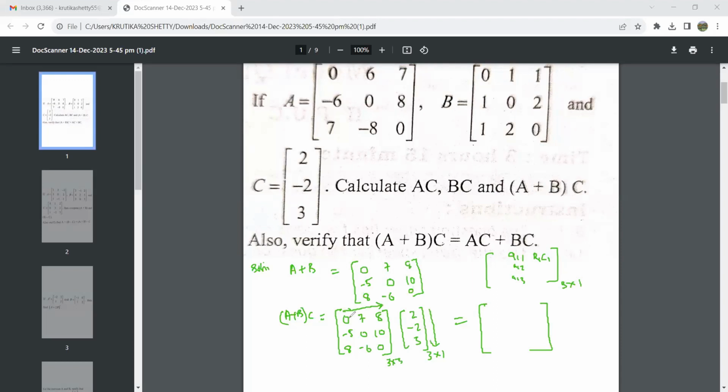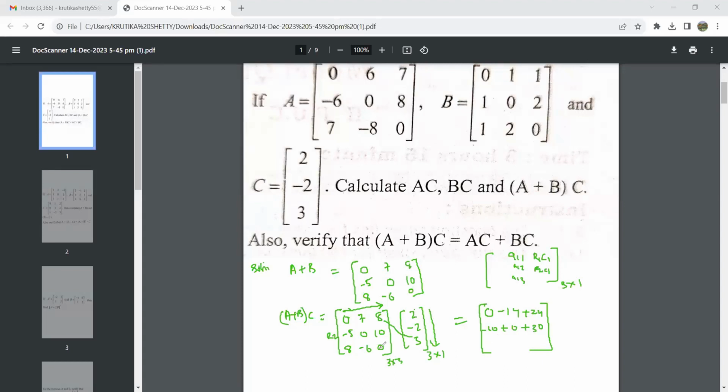So the first element: 0 into 2, it will be 0. Next, 7 into minus 2, it will be minus 14. And 8 into 3, it will be 24. So the first element R1 C1 is over. Next we make use of R2 and multiply with the elements of C1. Minus 5 into 2 is minus 10, 0 into 2 is again 0, and 10 into 3 is equal to 30.